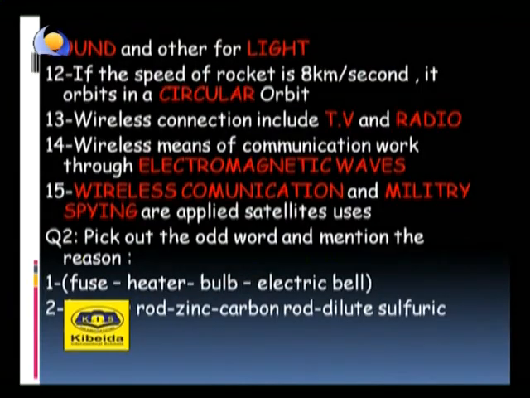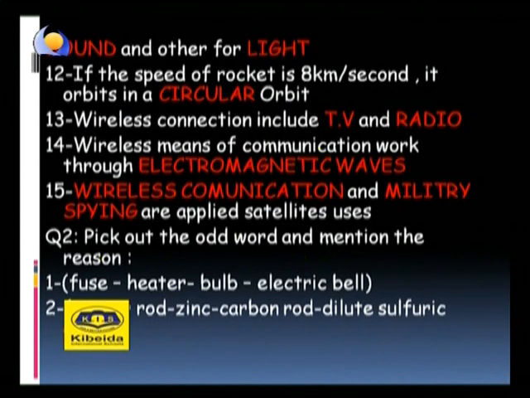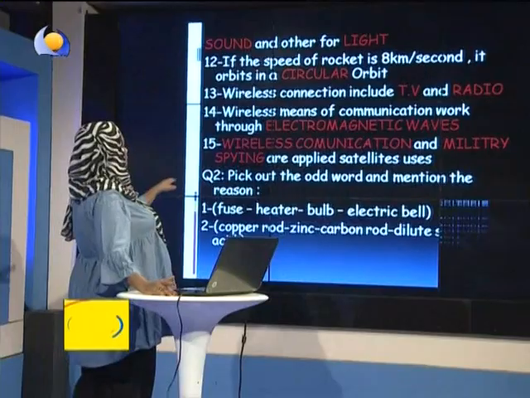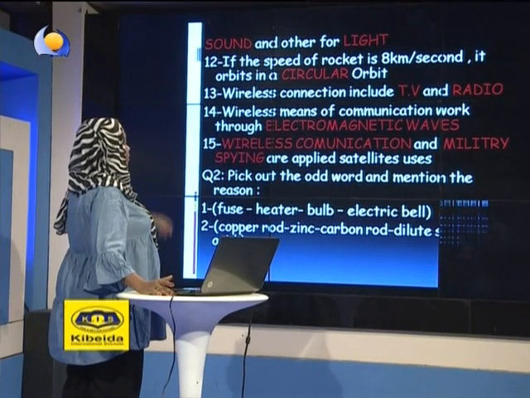Most repeated question two for electricity. Pick out the odd word and mention the reason. Number one, fuse, heater, bulb, and electric bell. Fuse, it's a device that works according to thermal effect, heat effect, produces heat. Heater, thermal effect, bulb, electric bulb, thermal effect, while electric bell uses magnetic effect. So the odd word here is electric bell, because it works according to the magnetic effect, while others work according to the thermal effect.